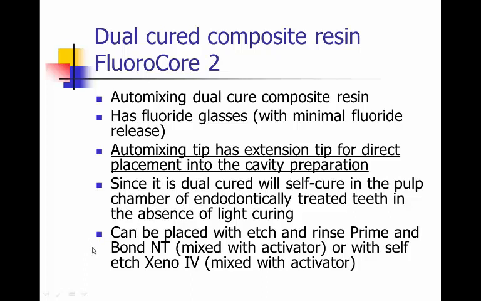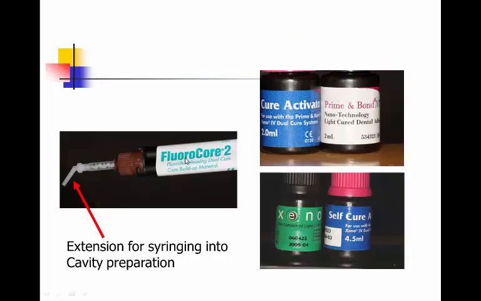Fluorocore 2 can be placed with an etch-and-rinse adhesive called Prime and Bond NT, mixed with an activator to make it dual cure, or with a self-etch material called Xeno 4, once again mixed with an activator to make it dual cure, so it bonds to the dual cure composite resin. On the left-hand side, you can see the little extension tip that we can put on the auto-mixing tip of the Fluorocore 2. This extension allows us to syringe it into the cavity preparation.